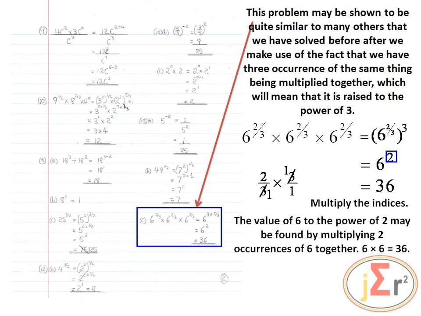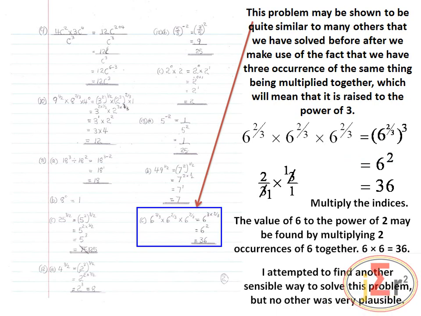No one is amazed. I attempted to find another sensible way to solve the problem, but no other way was very plausible. I am sure that we could have found other means of solving the problem, but the other means would not have made as much sense, or would have been more logical than the ones that we have right here.